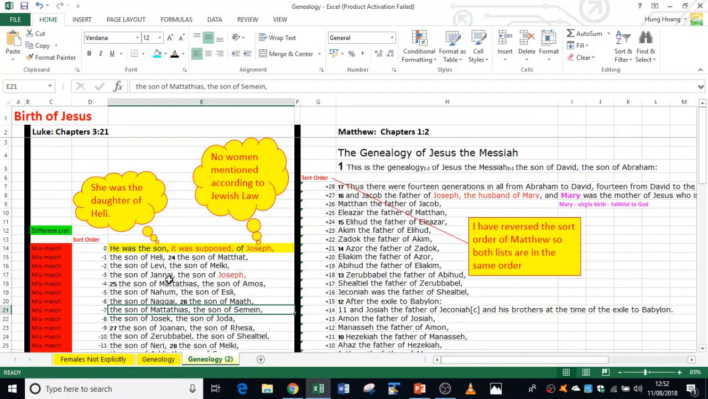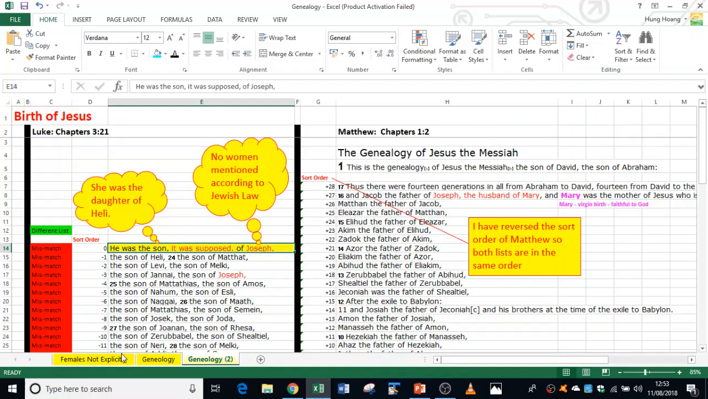Now, why would Luke want to suddenly break the Jewish convention and put "daughter of"? So let's just say that he put in she was the daughter of Eli, the son of Levi, the son of Jani, the son of Matthias. It doesn't make sense to break Jewish law and suddenly put a daughter in there. That's going against Jewish law. So that's the reason why Mary isn't mentioned explicitly in Luke.